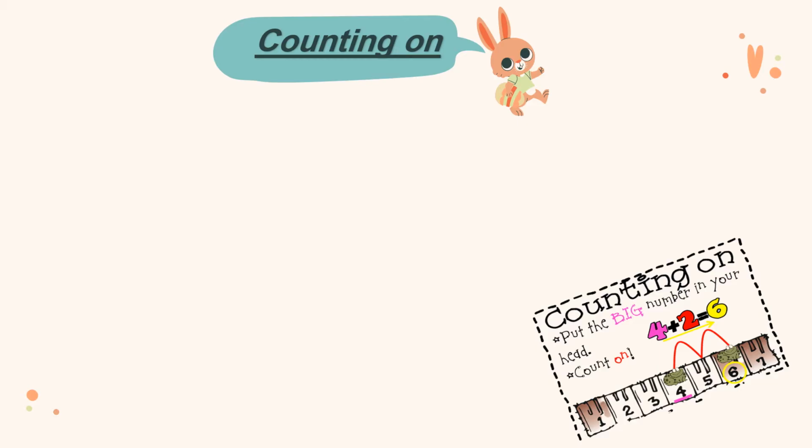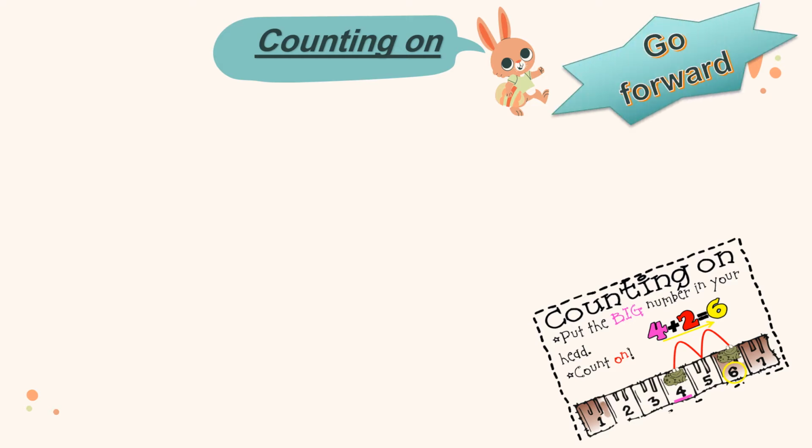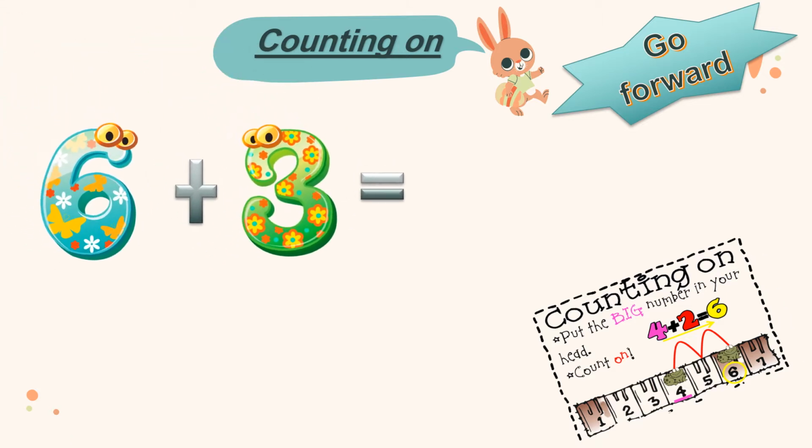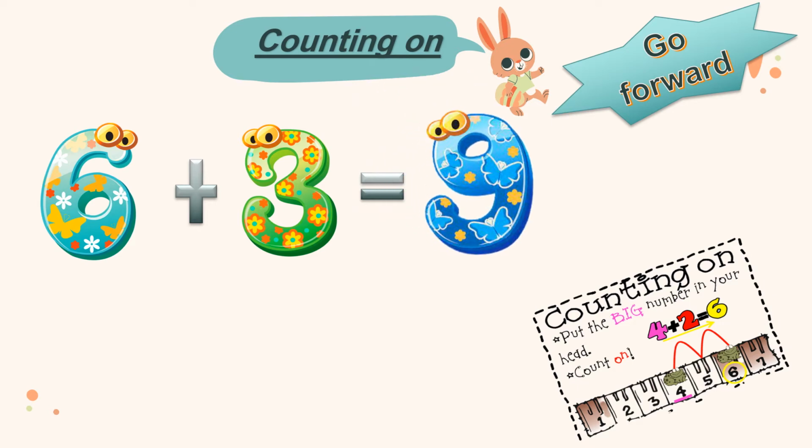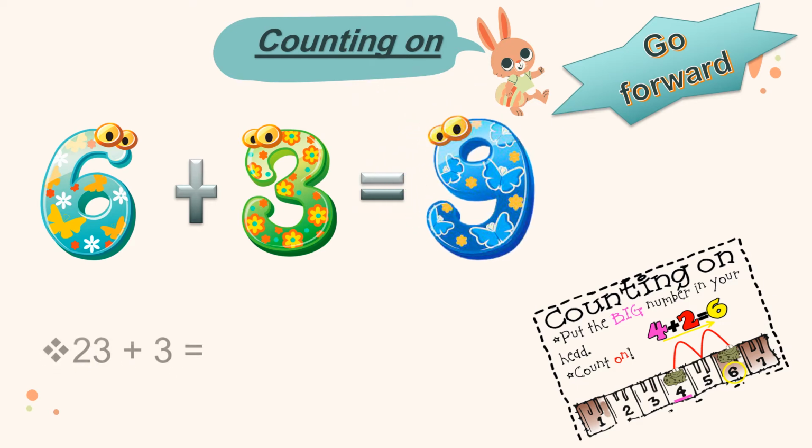Let's move to a new topic. Counting on. Counting on means go forward. For example, 6 plus 3. You will stand on 6 and go forward 3 steps. After 6: 7, 8, 9. So 6 plus 3 equals 9. Another example, 23 plus 3. Let's go forward 3 steps. After 23: 24, 25, 26. 23 plus 3 equals 26.